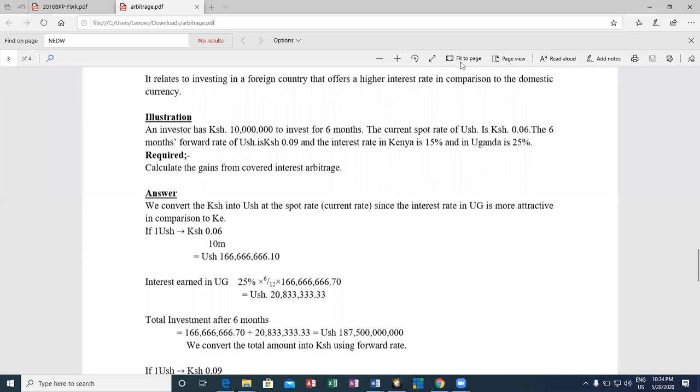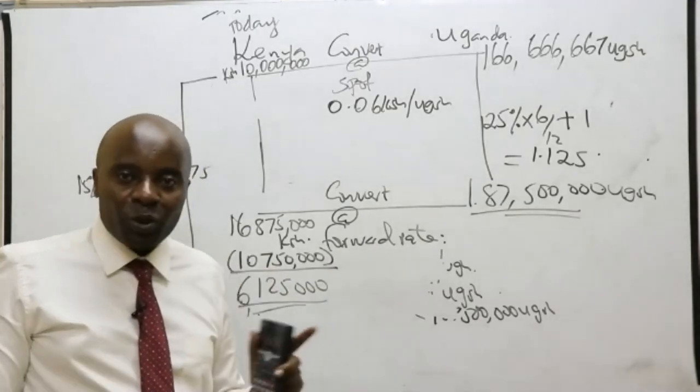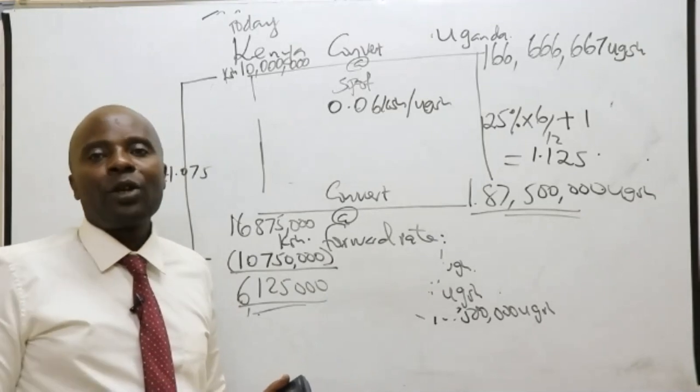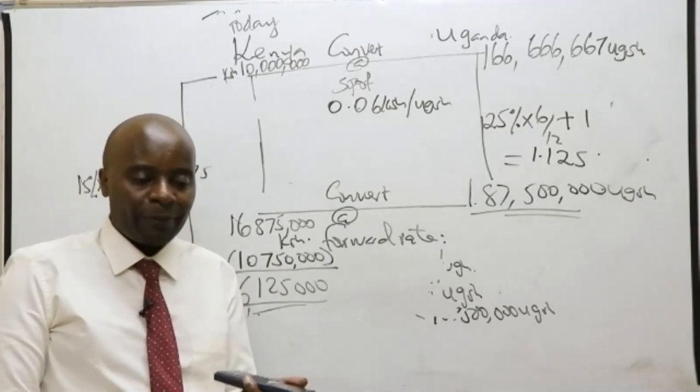Right? So you come and subtract. Whatever you get here will be your arbitrage profit. So we have here 16,875,000 divided by answer, which will give me quite a lot of money, 61,250,000. Just because of playing around with the interest rates between two countries, you are able to make very serious profits.